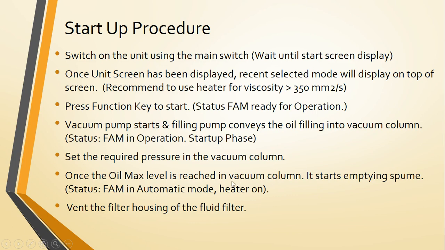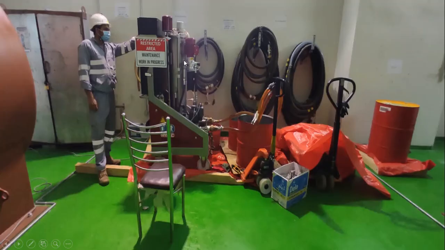The vacuum column is filled with oil up to the max level, and then the evacuation pump will start to empty the vacuum column. During startup you need to vent air by opening a dead plug that is installed on the fluid filter. This is the oil purifier which we have at our plant, and these are the different hose connections.